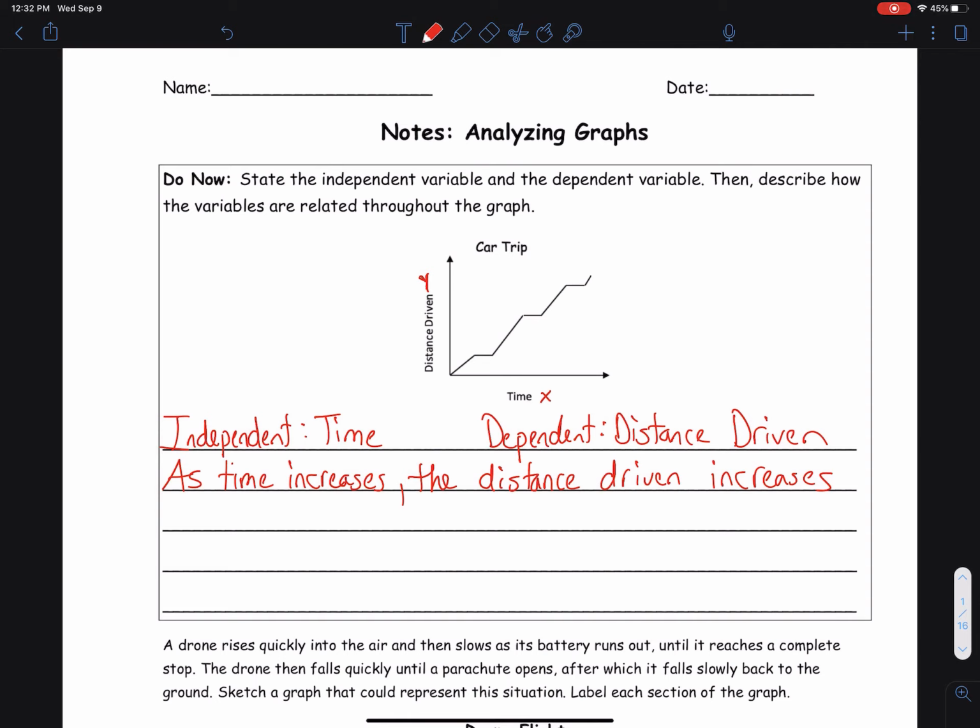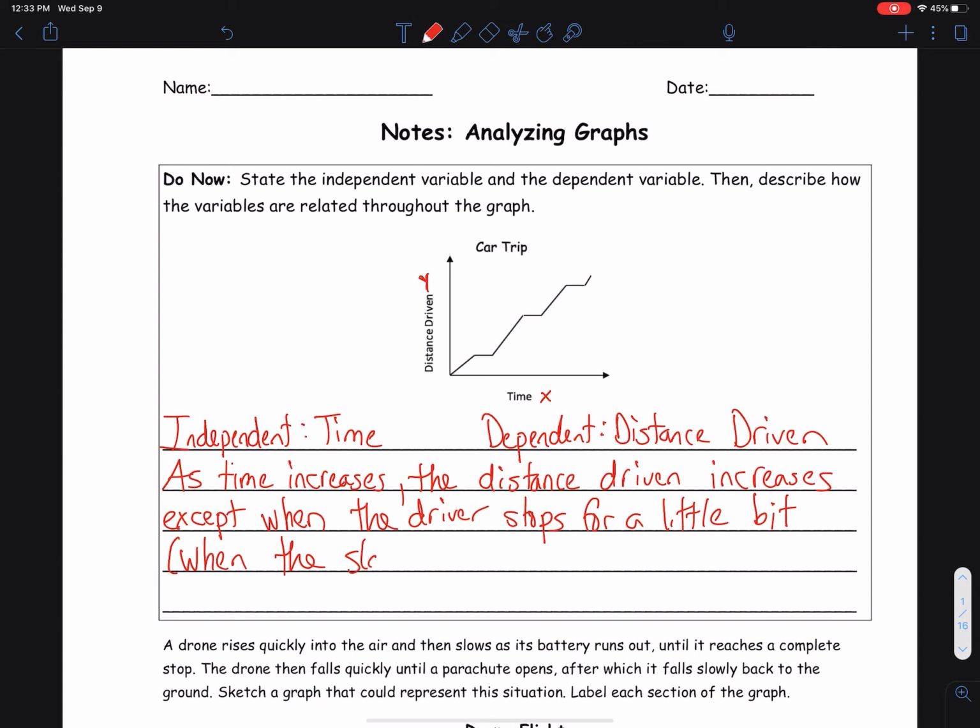So I'm just going to say except when the driver stops for a little bit. And to be a little more specific, you can describe that is when the slope is 0. So that is at these locations right here is when the driver's stopping.